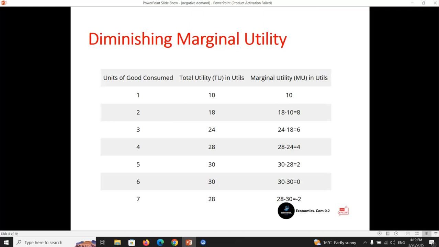For the first unit, total utility is equal to 10 and marginal utility is equal to 10. For the second unit, total utility increases to 18, but marginal utility decreases to 8. For the third unit, total utility rises to 24 and marginal utility falls to 6. By the 6th unit consumed, the marginal utility reaches 0, meaning the consumer is fully satisfied. At the 7th unit, the marginal utility becomes negative 2, meaning consuming one more unit reduces the satisfaction of the consumer. This is called disutility.